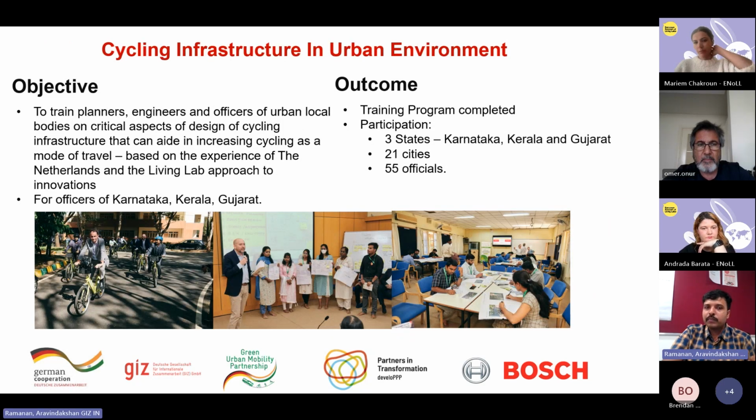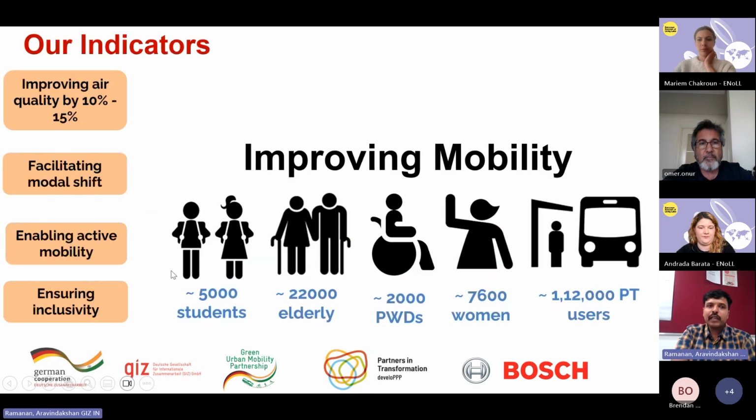Here we got experts from the Dutch Cycling Embassy from the Netherlands and did a training on cycling infrastructure, on how to take best practices from Europe and develop cycling infrastructure for Indian cities. We did this at a large scale, in 3 states in India and 21 cities. So this has been our impact so far.